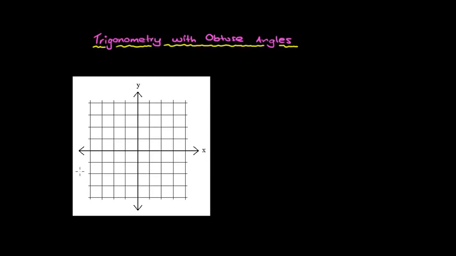Welcome to today's tutorial on trigonometry with obtuse angles. Now this is one of the more challenging concepts within trigonometry, I guess just to understand. Obviously we've been looking at right angle trigonometry, and we've been using our rules for SOHCAHTOA within the right angles. So a couple of things I'm going to point out.